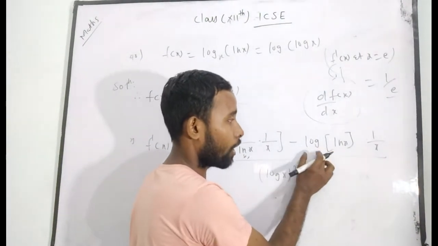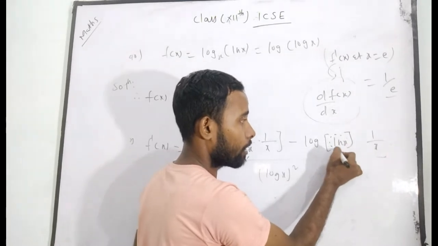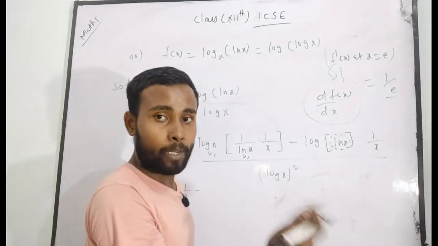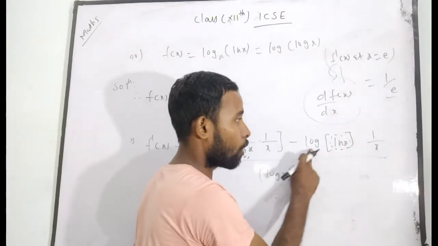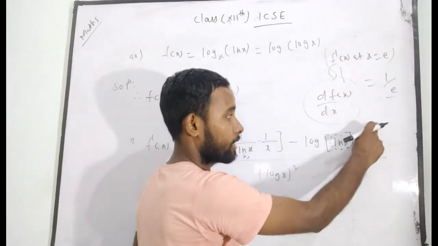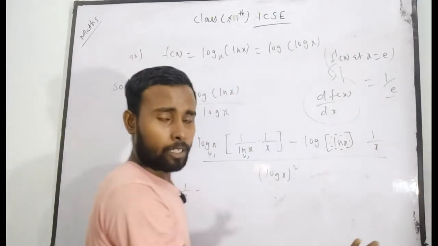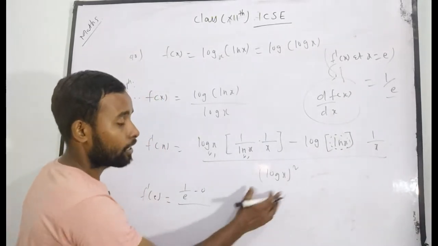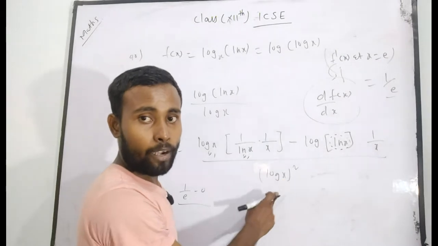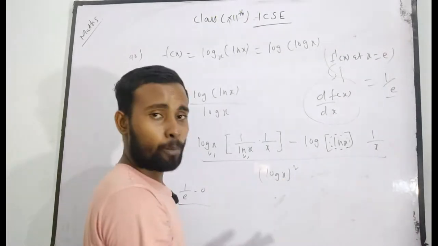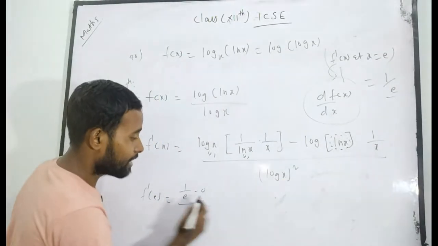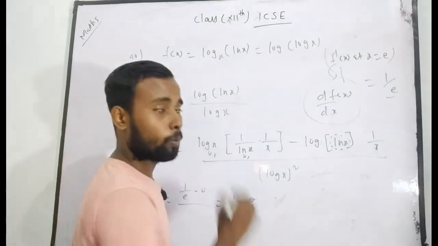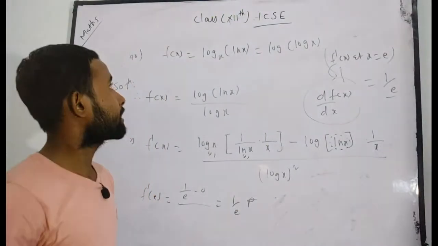Ln e will be 1, and log 1 is equal to 0. And this will be 0 into 1 upon x will be 0, so I will not write here. This is your 0 divided by log x. Here x is equal to e, log e to the base e will be 1, 1 whole square will be 1, so don't write here. So finally its answer will be 1 upon e. I think you understand.